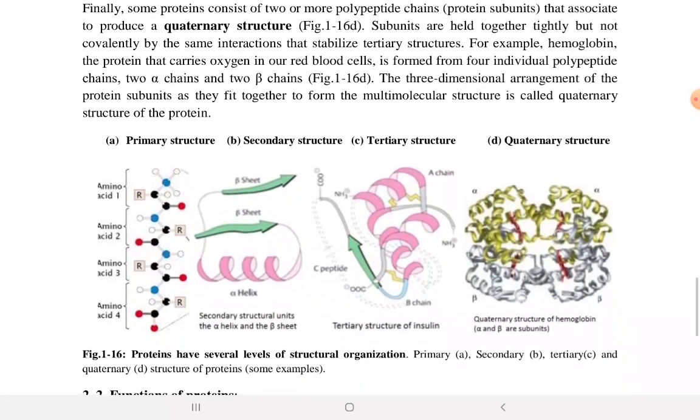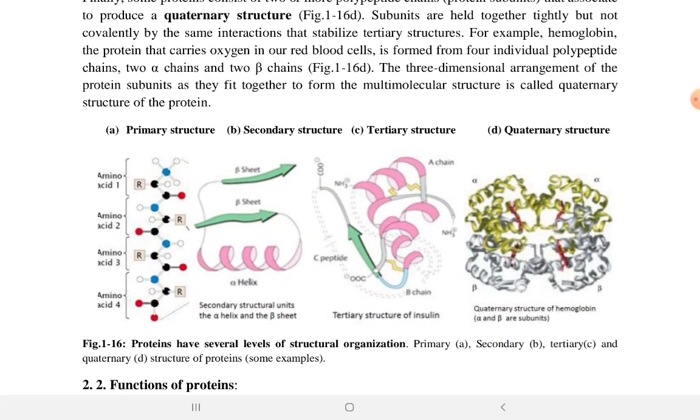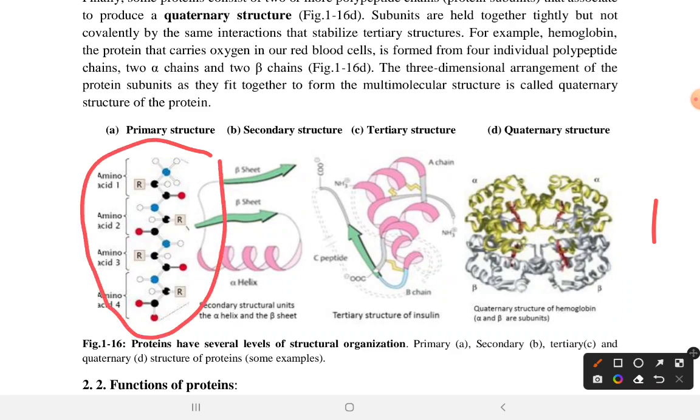Here we have the general structure, which represents primary structure, secondary structure, tertiary structure, and quaternary structure. This is all about the first structure. Let me try to use a pen. Yeah, this is all about the primary structure of the protein. Then this is the second structure.